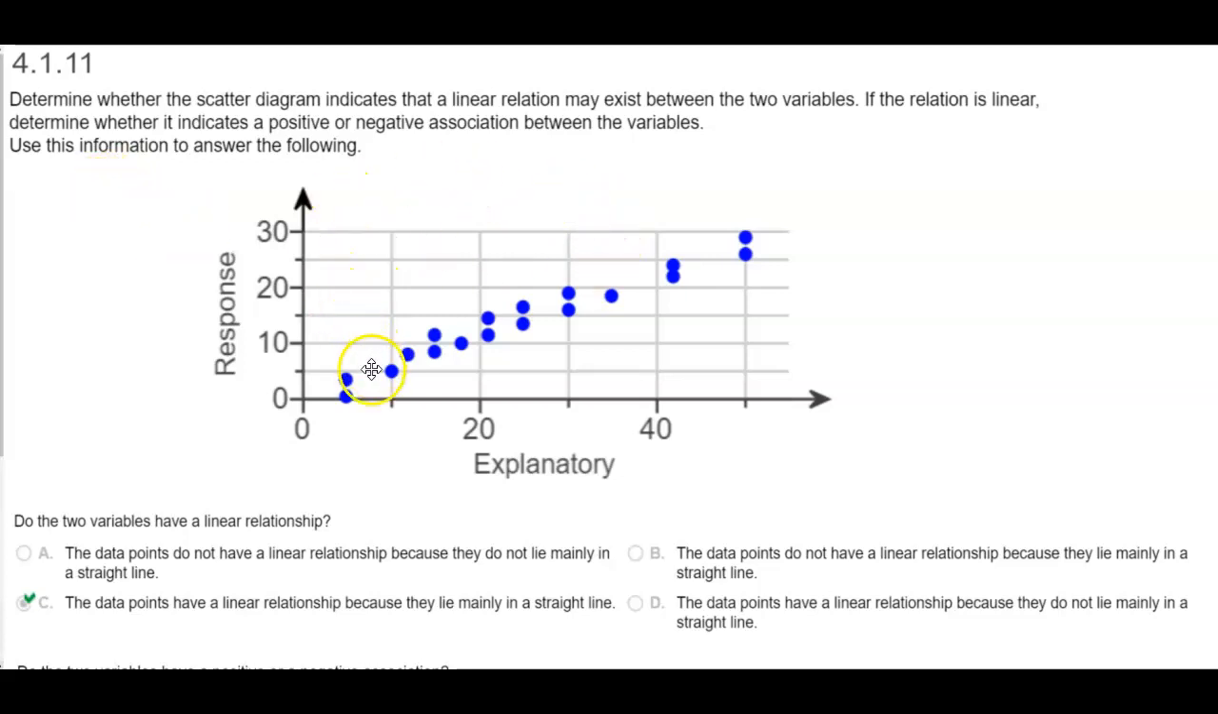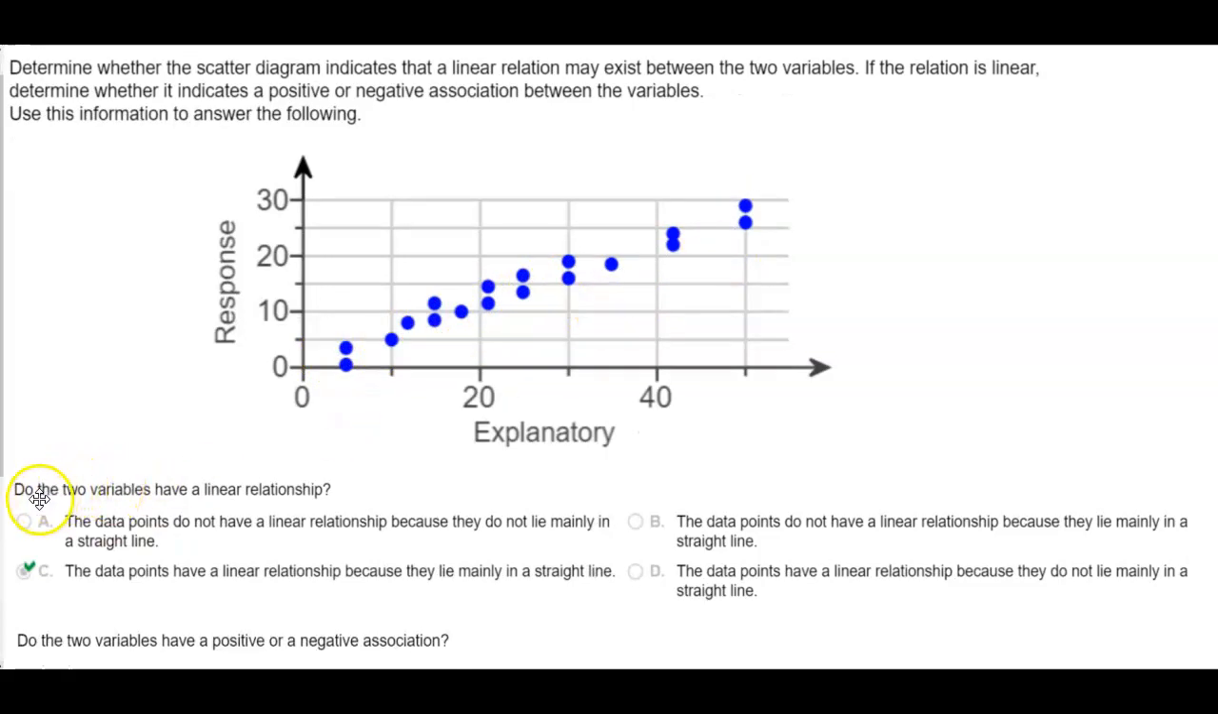So when we look at this scatter plot, we can see that the horizontal axis, or the x-axis, is the explanatory variable. The vertical axis, or the y-axis, is the response variable. And if you can see the scatter plot, a lot of these points are fairly close together. And going from left to right, you can see that this is rising.